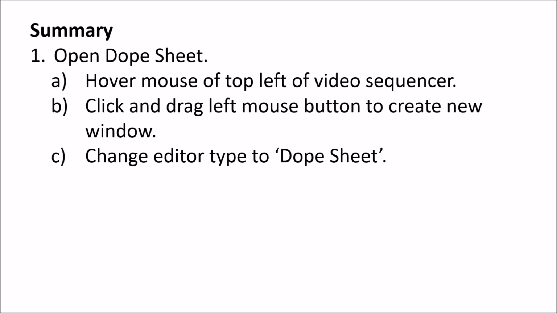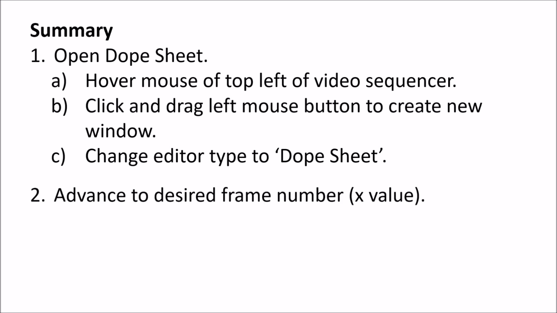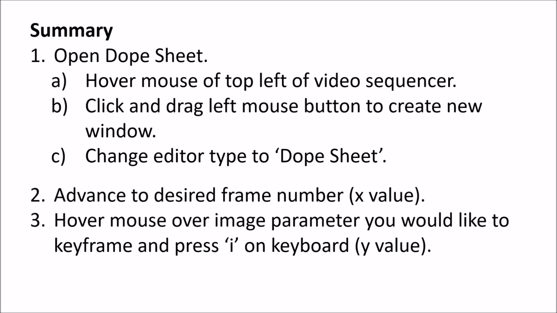Once you've got the dope sheet set up and open, you're ready to see where the keyframes you add get placed. So all you need to do to actually add the keyframes we saw is first advance the project frame to the desired frame number. So really, you're setting the X value here in terms of the keyframe function. Then go ahead and hover over the image parameter you'd like to keyframe and press the I on the keyboard. When you do that, that's effectively setting the Y value of that keyframe XY pair.